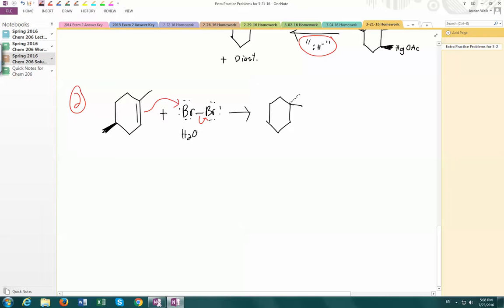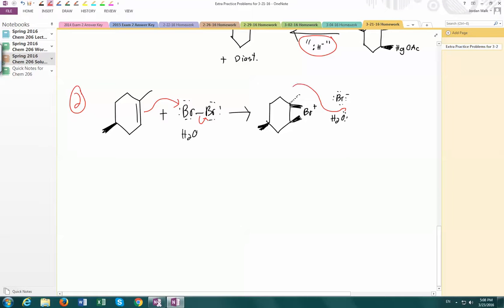We'll attack from our bromine on the front face. Could we attack from the back face? Sure. Alright, so we're going to have our bromonium intermediate there, and so we've got Br minus, and we've got H2O. And so what's more nucleophilic, bromine minus or H2O? Definitely H2O, right?